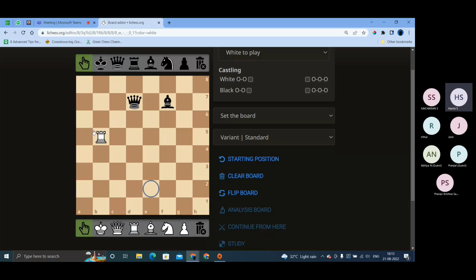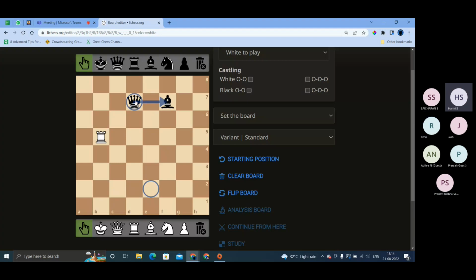So Pranamya, are you there? Yes, ma'am. Okay, so now tell me, this queen is supporting which piece? Bishop. Very good. The bishop is on f7. So from now you can tell it is supporting the bishop on f7. Very good.